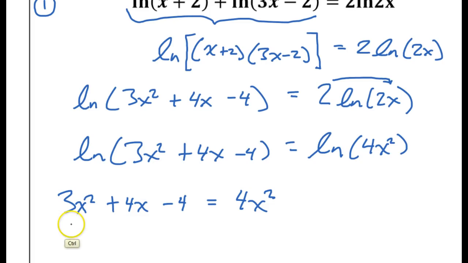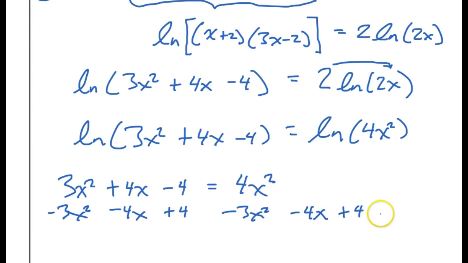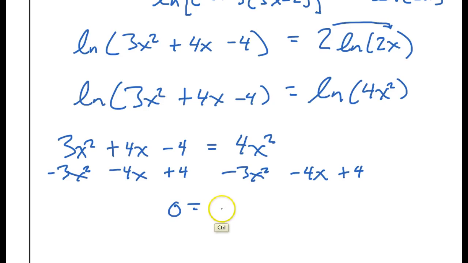Next, we would put everything on one side. Now, I really want x squared to be positive, so normally I would subtract 4x squared from both sides, but that'll make negative x squared. So I would prefer to just plain subtract the 3x squared from both sides, just so everything stays positive. So then I will subtract 4x from both sides, and I will add 4 to both sides. So that's going to give me 0 is equal to x squared minus 4x plus 4.